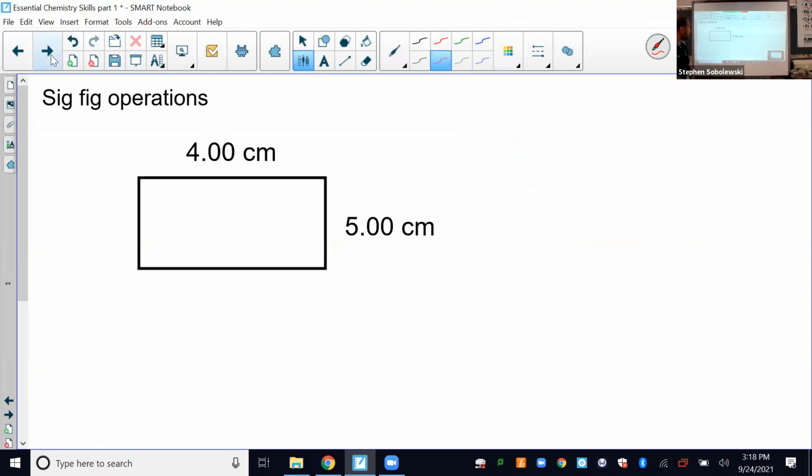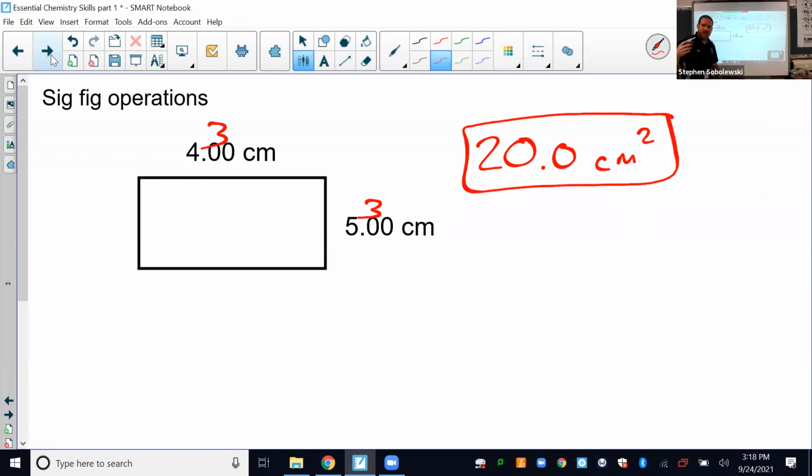Let's try another one. This one we can do in our heads. 4.00 times 5.00. 4 times 5 is 20. In fact, if you plug into your calculator 4.00 times 5.00, it's going to tell you exactly 20. But that's a problem. Because how many sig figs do we have here? 3. How many here? 3. We need 3 sig figs. How do we do that? 20.0. And my unit is centimeters squared.